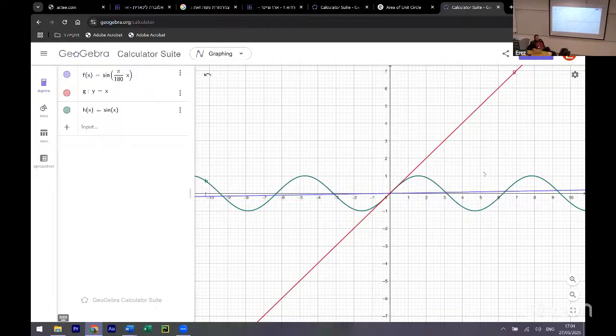And why does it make sense? Because when does this sine reach its peak? At 90. And we're here at 10. It's a long way ahead. The actual sine reaches its peak at half of pi, which is 1.5 something. Okay? Or it's 57 something.